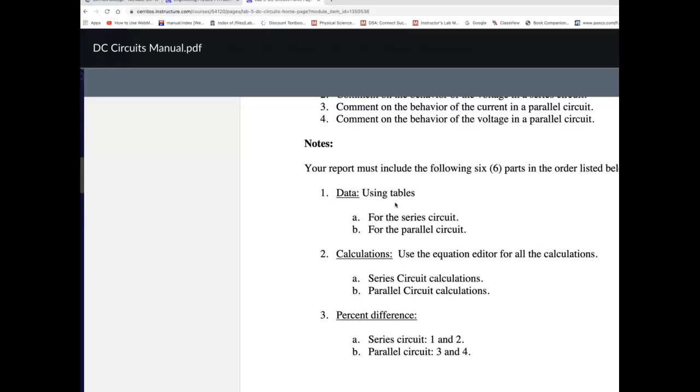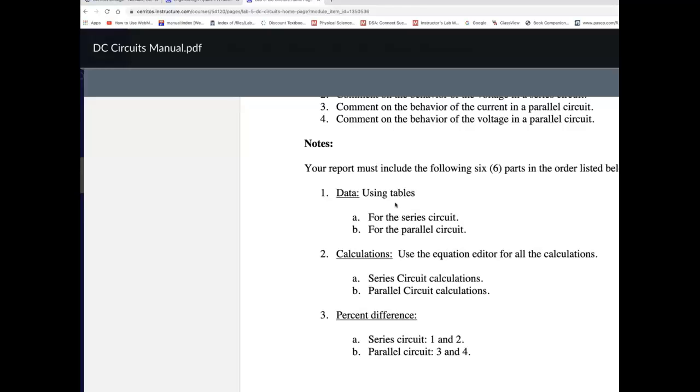And here I will have subsections. You will say series circuit and you will say parallel circuit, okay? And this is what you should do, exactly what I'm talking about. And this is how I'm gonna grade the lab.